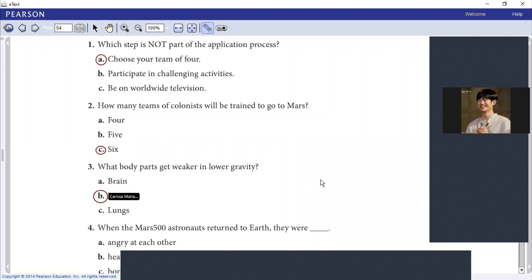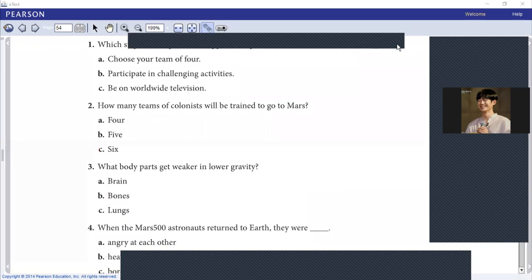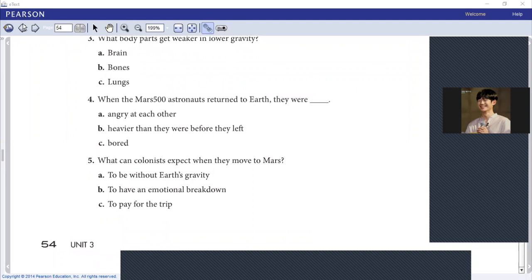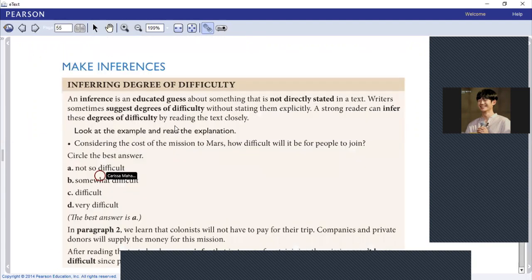Kelly, can you do number 5? What can colonists expect when they move to Mars? Kelly? Yes, Miss. Can you do number 5? I think it's A. Yeah, to be without Earth's gravity. Very good, thank you. Okay, amazing people. Are there any questions about the main points and details? Sorry, Carissa, I was faster than you. Apologies. Thank you, Carissa, for helping out.